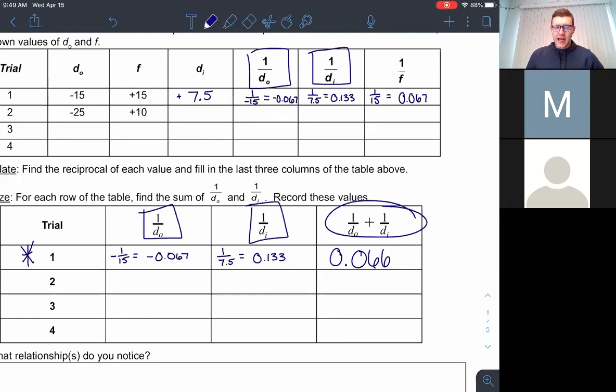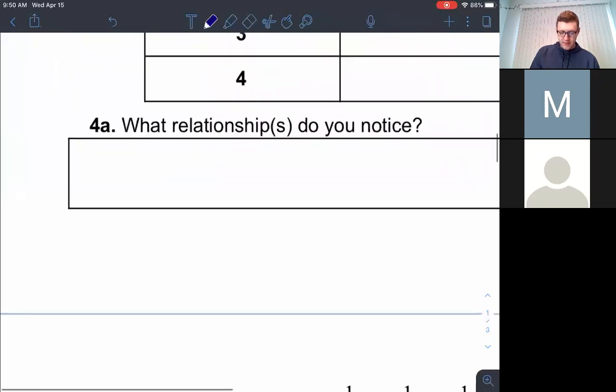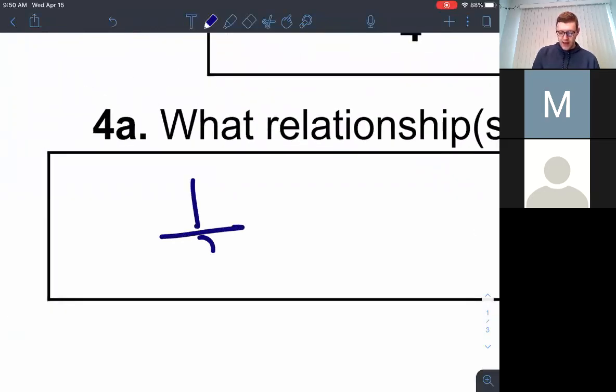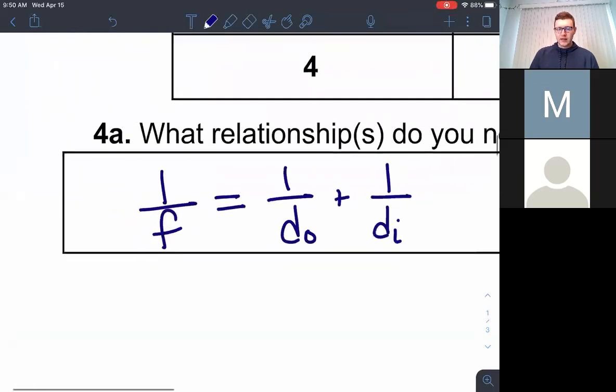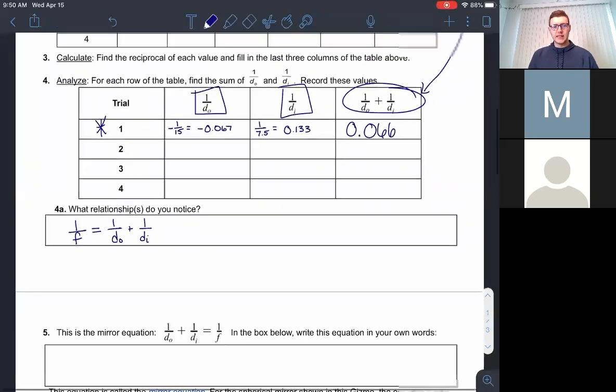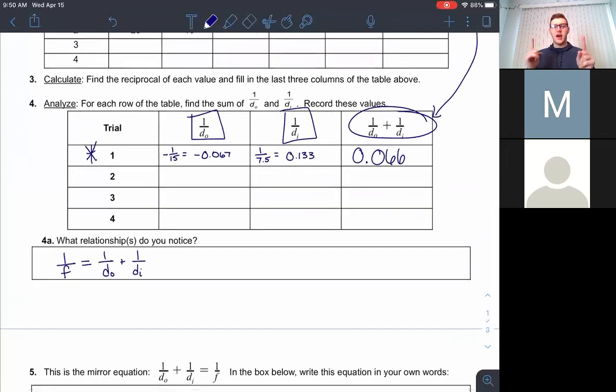So what we can say is, and we should check this by doing the other trials, this 1 divided by F looks like it could be the same as the 1 over DI plus the 1 over DO. So the 1 over F could be the same as the 1 over DO plus the 1 over DI. That's what we should check when we do trials 2, 3, and 4: if they come out to be the same answer.